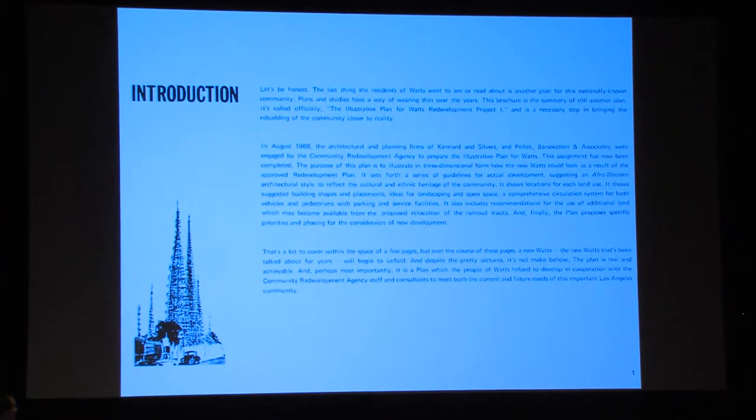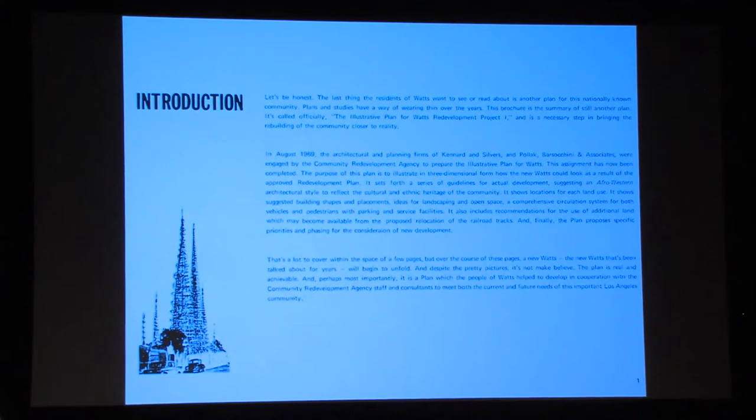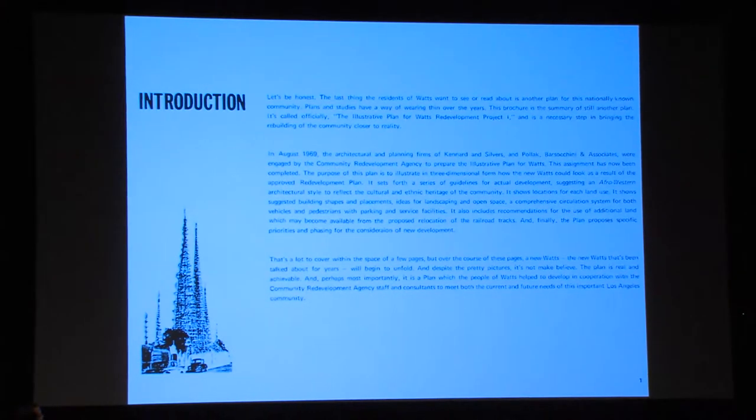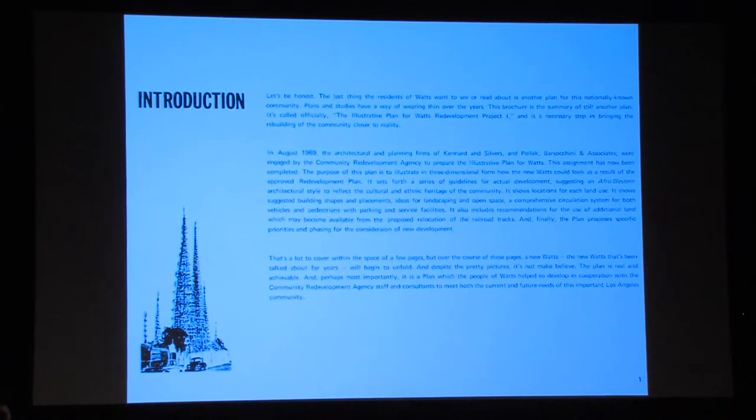So this is a document I found in the library about Watts. It starts here: this is a community plan, Watts. So it starts, let's be honest. This is from 1969. Let's be honest, the last thing the residents of Watts want to see or read about is another plan for this nationally known community. Plans and studies have a way of wearing thin over the years. This brochure is a summary of still another plan.